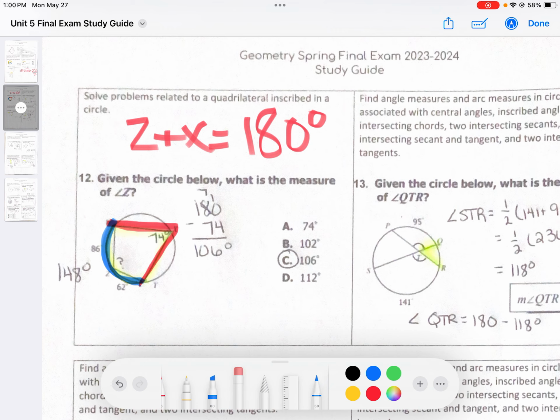Half of 148 is 74. If I know that Z and X are supplementary, meaning that when you add Z and X together, they should equal 180, then 180 minus 74 is 106.